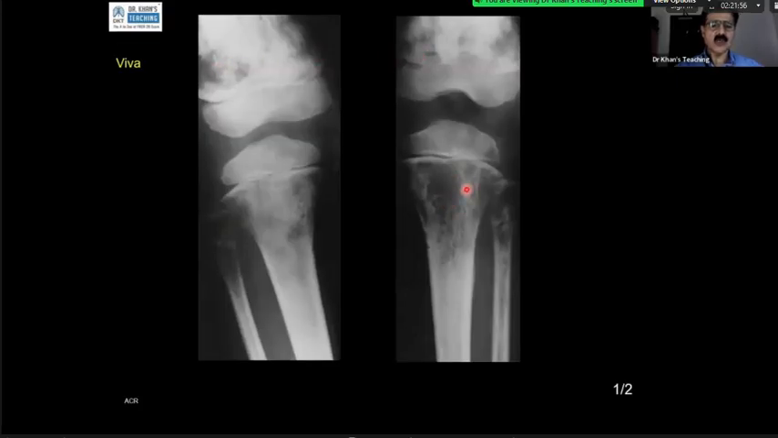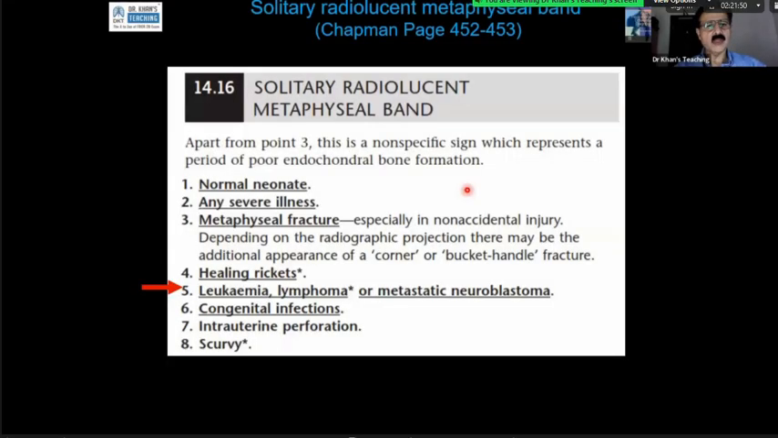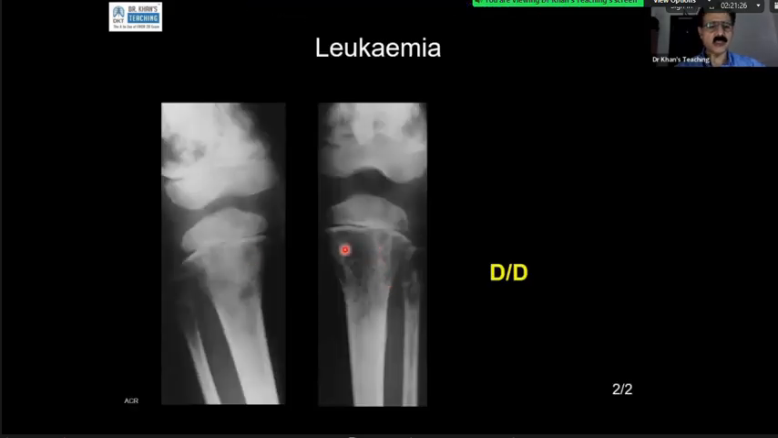Look at here. So now we go into the differential diagnosis of a solitary radiolucent metaphyseal band, but it can be slightly different also. Now look at this: leukemia, lymphoma, metastatic neuroblastoma. In these conditions the metaphysis is involved, and you have to remember this. So the differential diagnosis which tallies with this case is metaphyseal lucent band.